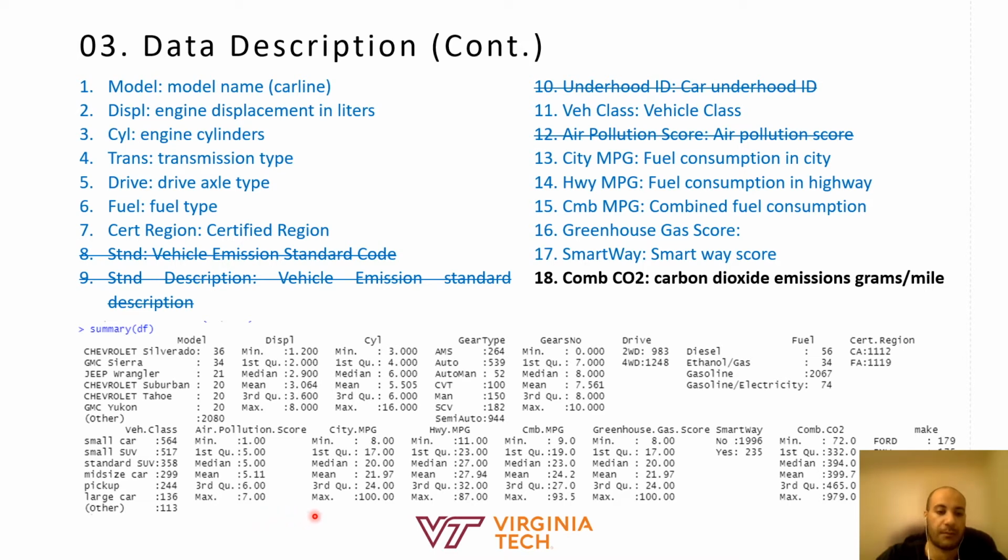And for the city MPG, miles per gallon, the minimum is equal to 8 and the maximum is 100. So we have a big range in here for the city miles per gallon. And I'm not sure if you see the last variable, which is the CO2. It has a very similar distribution, almost a normal distribution in here.